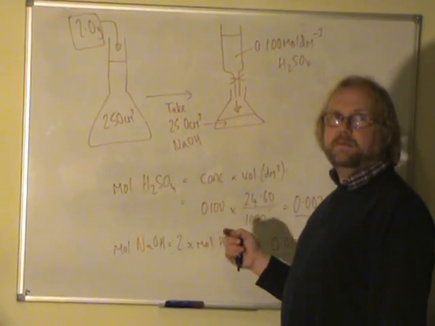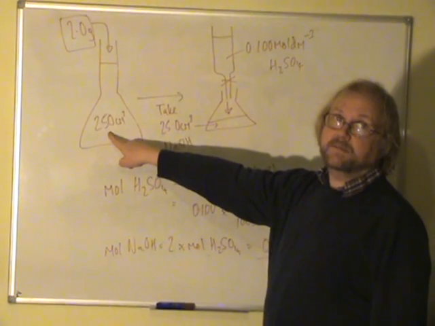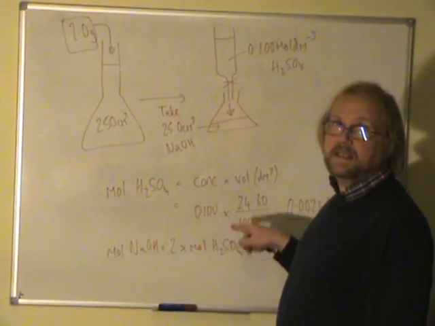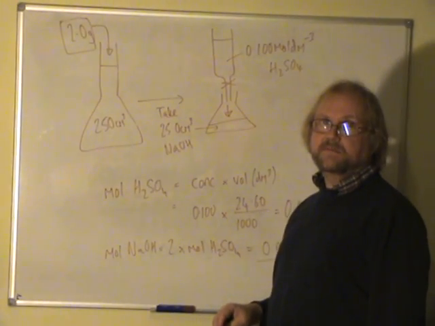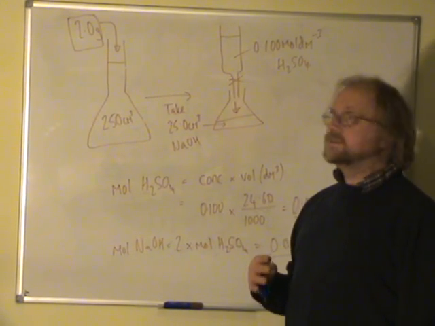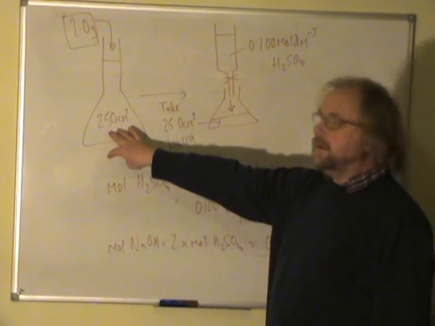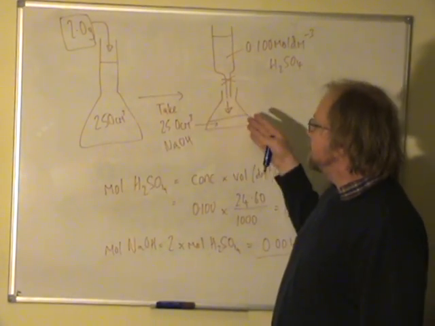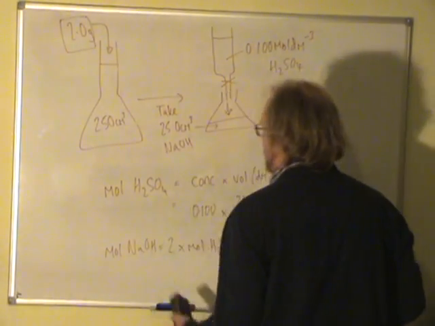So the first thing we have to remember now is that that 25 cm cubed came out of a total of 250 cm cubed. So we've got to multiply that number by 10 to get the total moles of sodium hydroxide in our original solution. And that's a very common thing in these titration calculations. You tend to take a small volume out of a bigger volume, and most often, not always, you're just taking 1/10 of it. So you've just got to multiply by a factor of 10 to find the total.